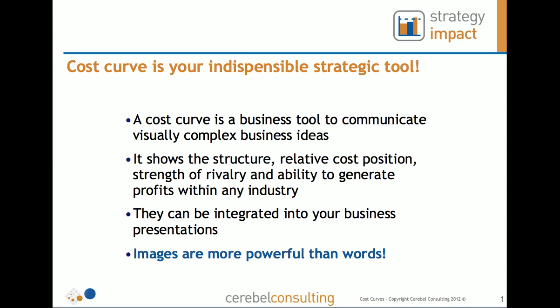So a cost curve is basically a chart that allows you to communicate complex ideas in business presentation. The main reason why you use them is to describe an industry. And what you want to do when you show a cost curve is actually illustrate the structure of the industry, the relative cost position in the industry between players, the strength of the rivalry between them, and also the overall propensity of that industry to generate profits. So the power of this tool is that you can do all of this all in one chart.